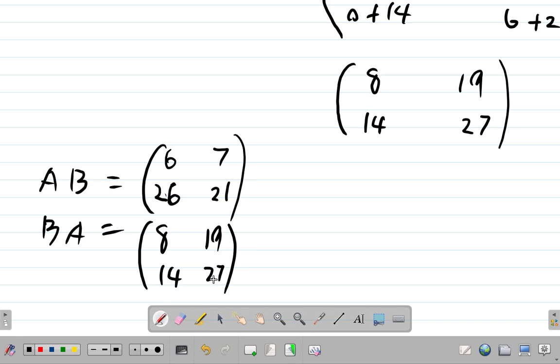So, there you have it. In that case, AB and BA, we multiplied and we see that it does not follow what is called the commutative law when you're talking about multiplying matrices.